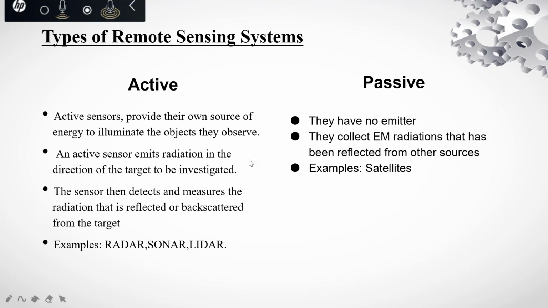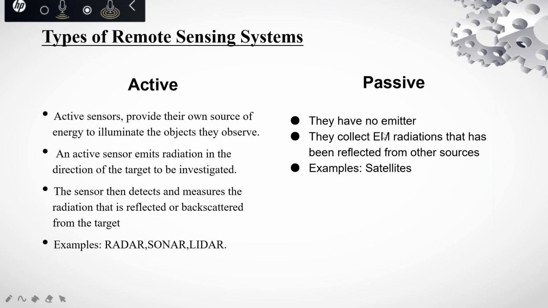An active sensor emits radiation in the direction of the target to be investigated. So the active sensor emits radiation directly on the object of interest. The sensor then detects and measures the radiation that is reflected or backscattered from the target. So it detects the amount of radiation, or the intensity of light, that is coming from a particular object. Basically, it uses its own light instead of taking the help of any other secondary source of light.